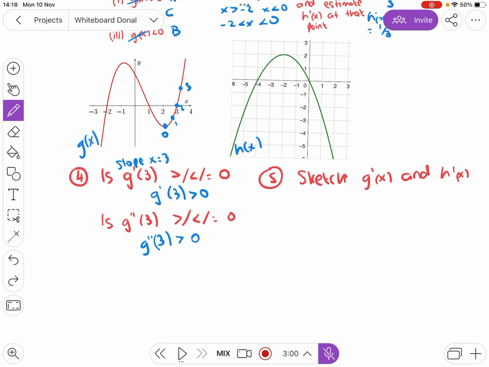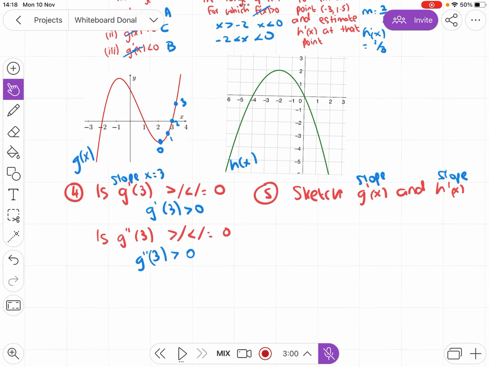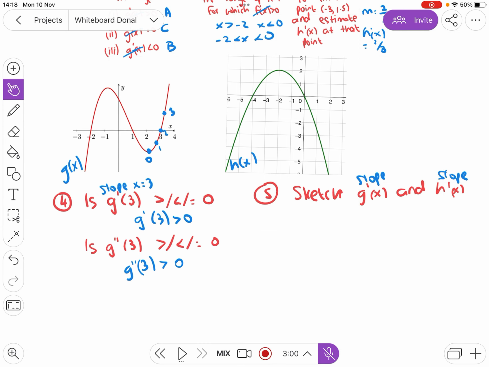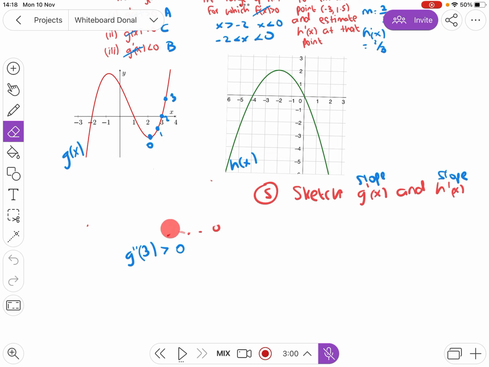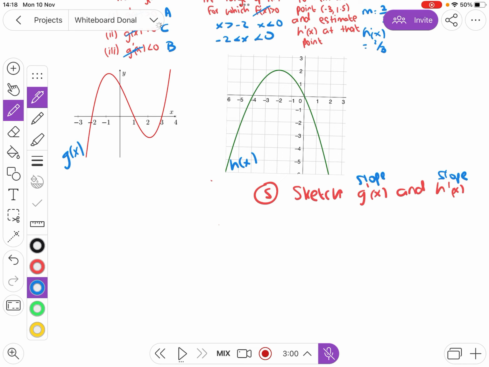Finally then, part 5, it's asked me to sketch these two. That is the slope function for g of x and the slope function for h of x, which are the two graphs above. So what I'm going to do is take this here and just delete the information underneath it so that I can draw my graph underneath, just to make it a bit easier. I'm going to sketch both of those functions directly underneath their functions so we can clearly see it.